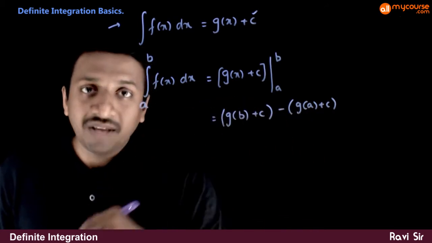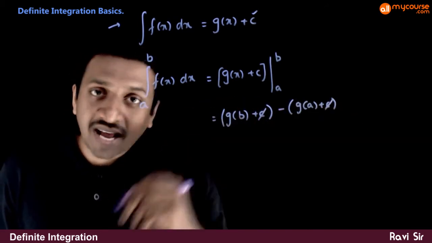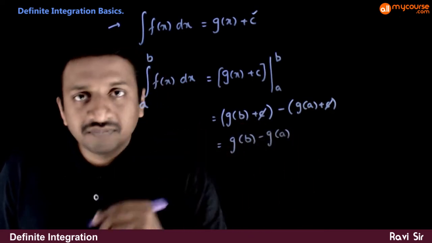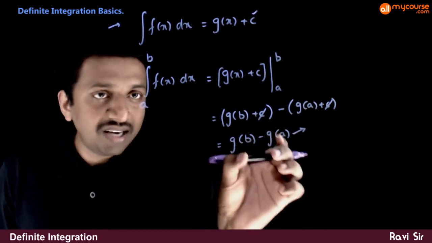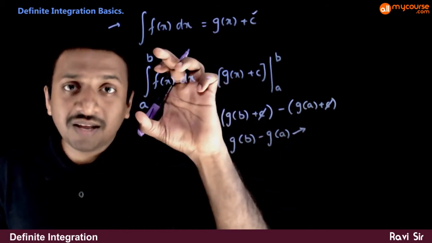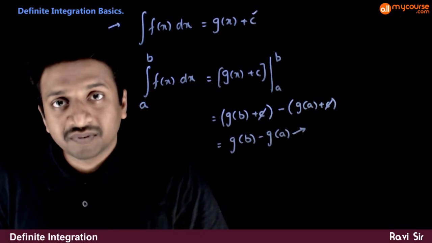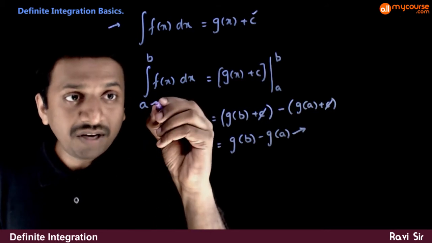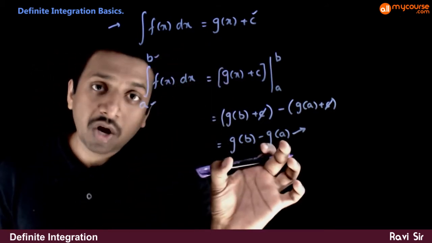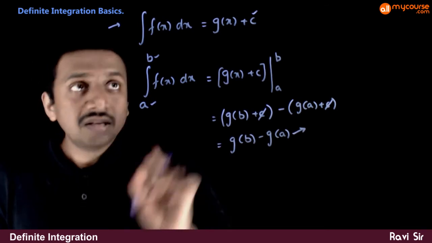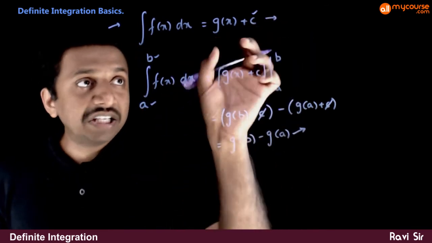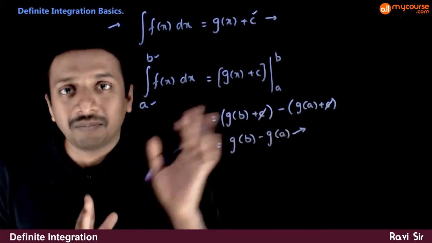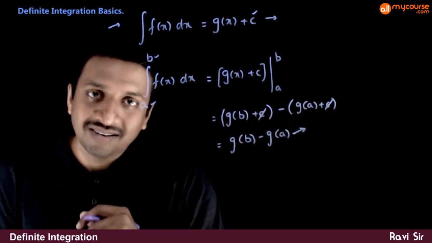You subtract one from the other. So c and c get cancelled. You get g of b minus g of a. So this number is called the definite integration of f of x in the limits a and b. So the definite integration of a function between constant limits will be a constant number. So indefinite integration is an indefinite function, but definite integral is a very specific number. The integration constant gets cancelled.